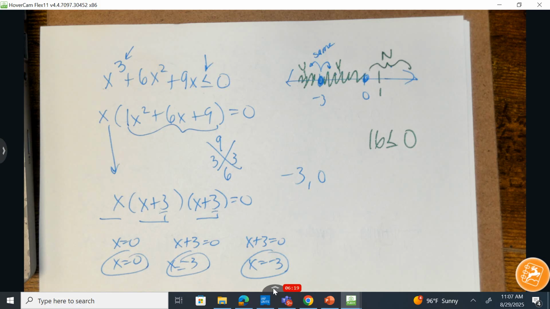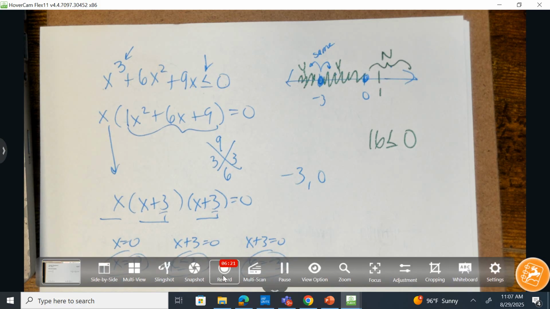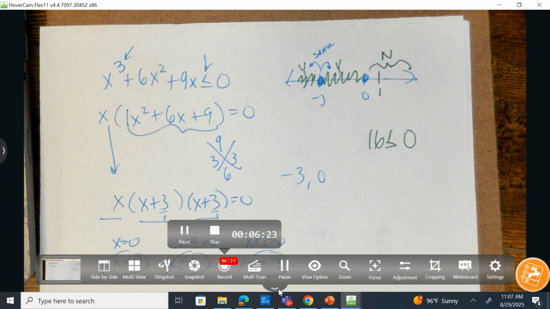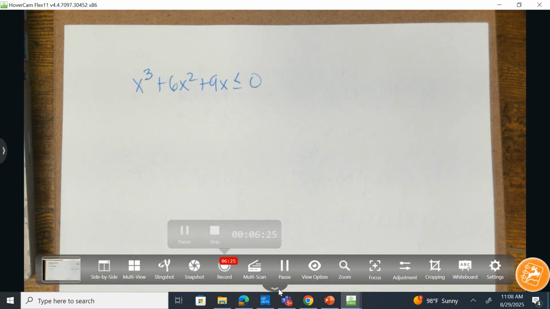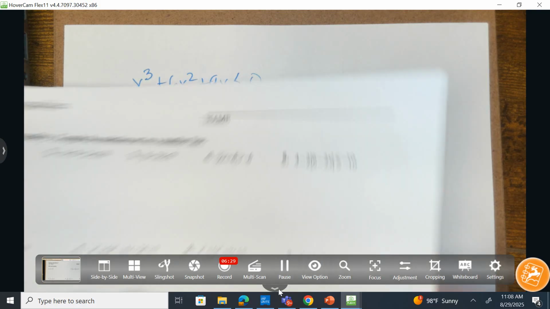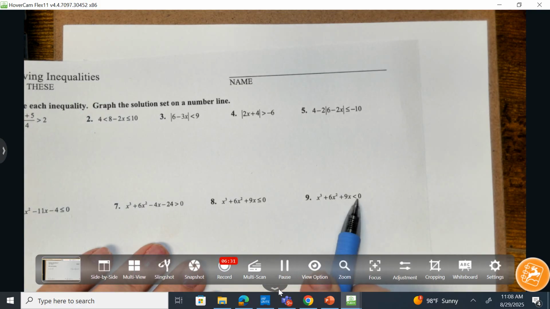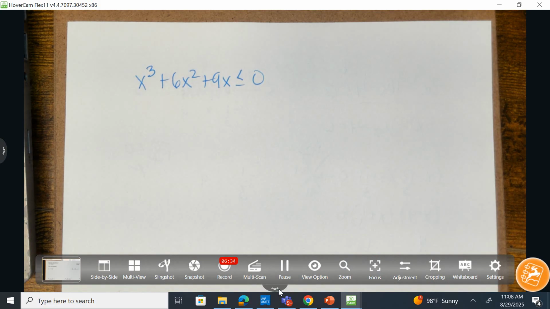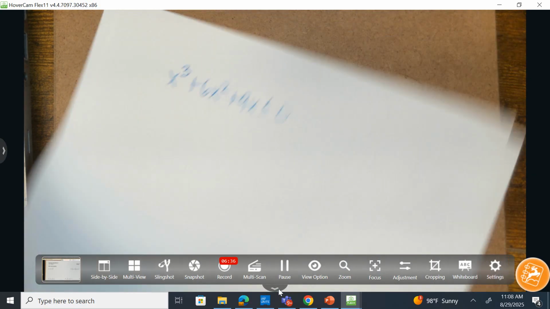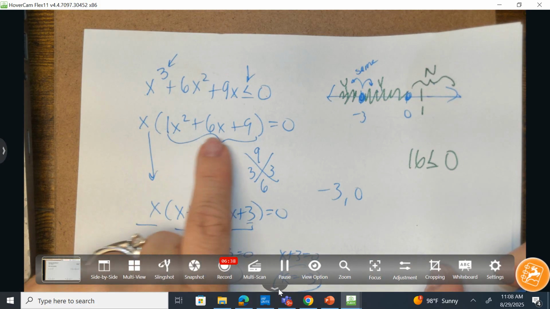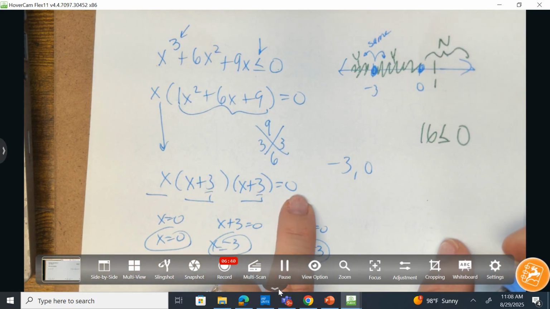Okay, let's go ahead and look at number 9. You may be thinking, is 8 exactly the same as 9? Well, they're very similar, except for the inequality symbol. That's the only difference. So just like I did the previous one, I can copy off of how I originally set it up to solve. So I'm going to write this down at this time.